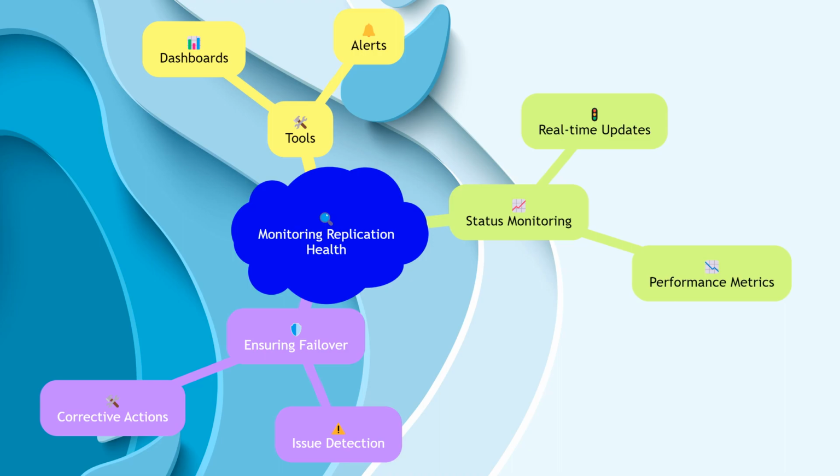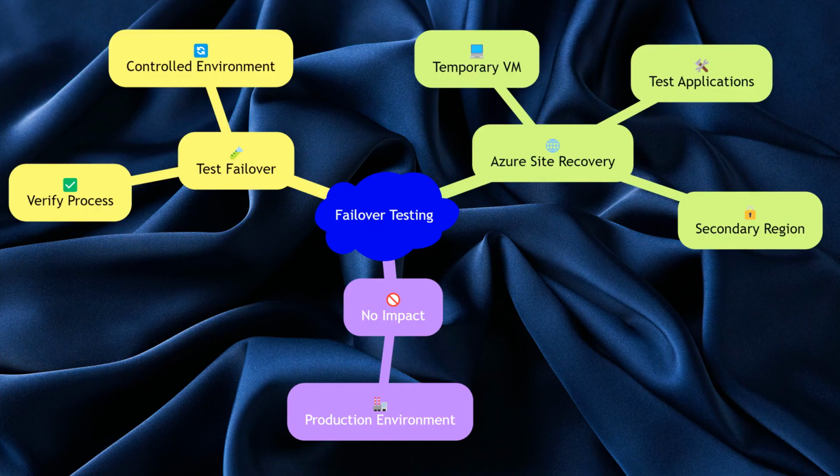These tools can alert you to any issues that may arise, allowing you to take corrective action before a failover is necessary. Before performing an actual failover, it's essential to conduct a test failover. This allows you to verify that your failover process works as expected without affecting your production environment. During a test failover, Azure Site Recovery creates a temporary VM in the secondary region, allowing you to test your applications and services in a controlled environment.